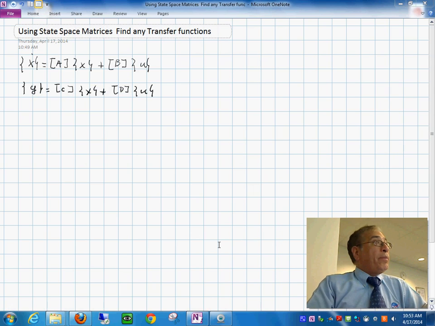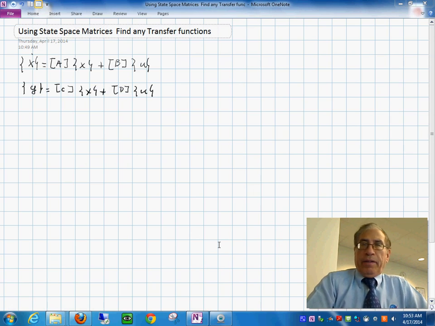Today I'll try to find out how, using the state space matrices, we can find any transfer function. So this will require some mathematical operations with matrices so that we have the ability to find any transfer function if we know the state space matrices. So that's our objective today.